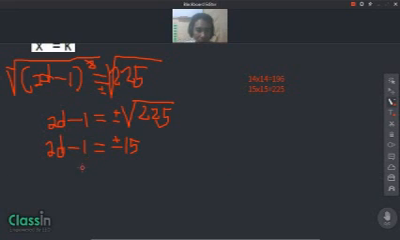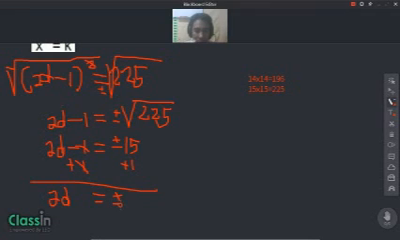So we apply here the addition property of equality. We will add the opposite, the additive inverse of negative 1, that is positive 1. We'll add also here positive 1. Then it becomes 2d, cancelling out the 1, equals positive or negative 15 plus 1.